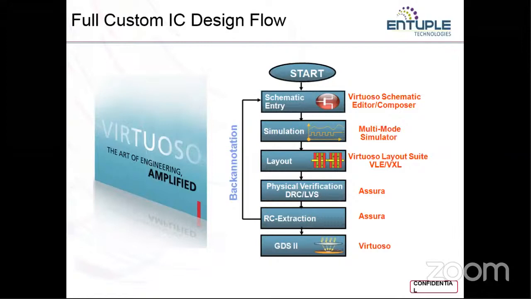So what we do is we extract the parasites and import those parasites to the schematic in the form of a netlist. Once they are imported to the design, we can rerun the simulation. We can re-simulate the design. This process is called back-annotation, or in simple terms, post-layout simulation, because we run the simulation after completing the layout. So you can compare the results of the pre-layout simulation and post-layout simulation to check the impact.